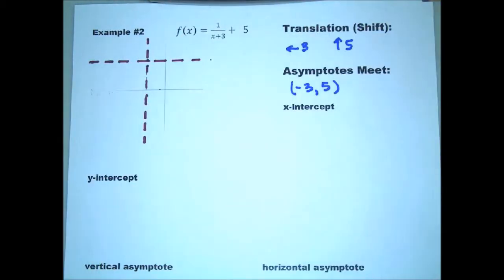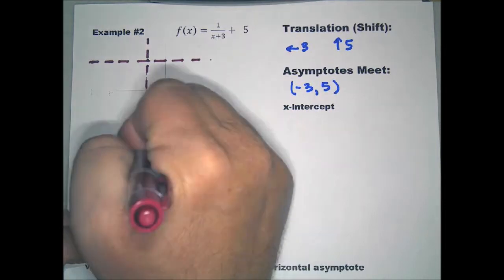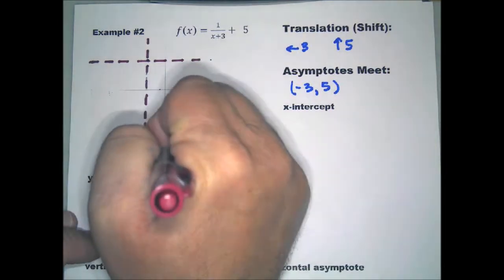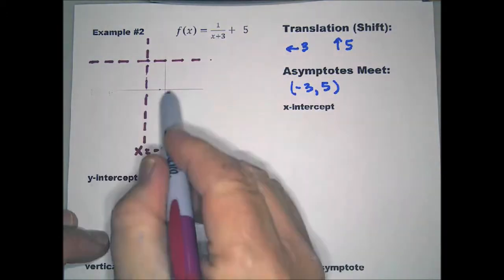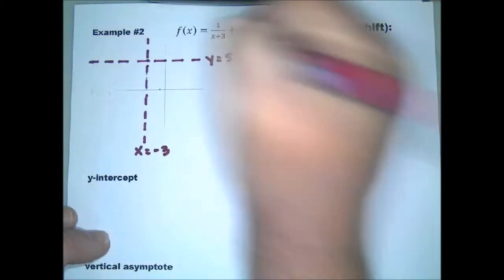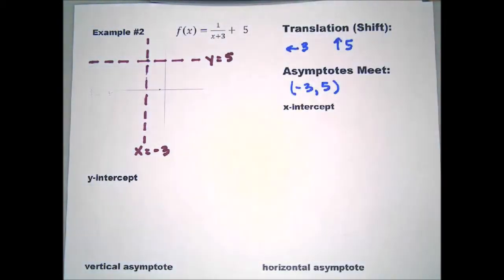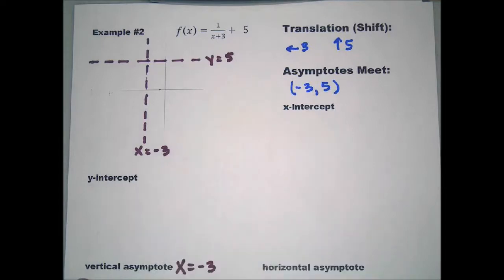Now that gives us the equation of those asymptotes. This vertical asymptote, remember, was moved 3 units to the left, so now that's x equals negative 3. And the horizontal asymptote was moved 5 units up, so that's y equals positive 5. So I can go ahead and answer these two questions right here. My vertical asymptote is x equals negative 3, and my horizontal asymptote is y equals positive 5.